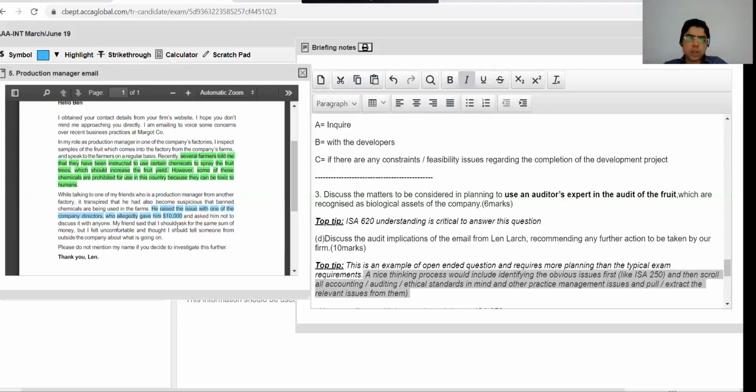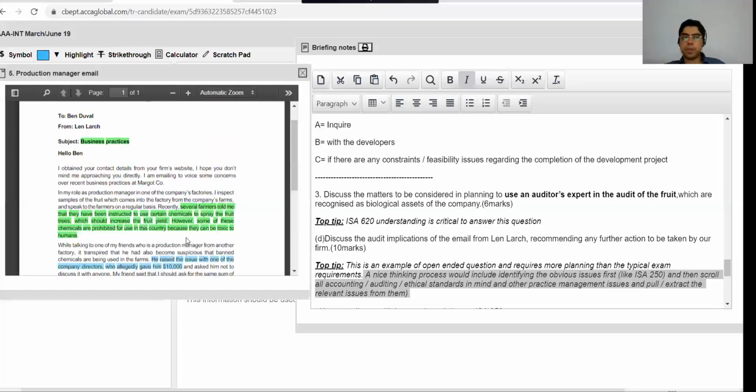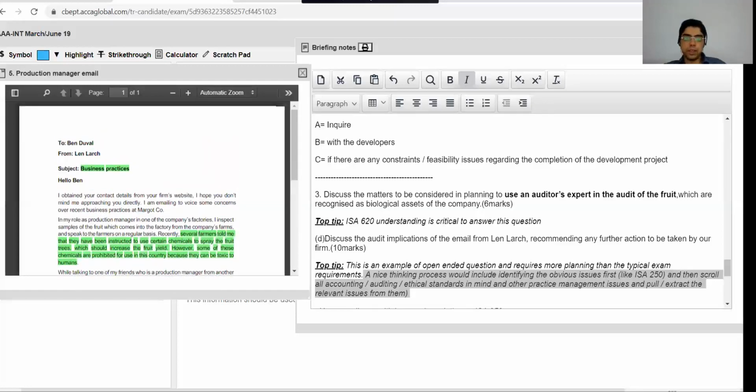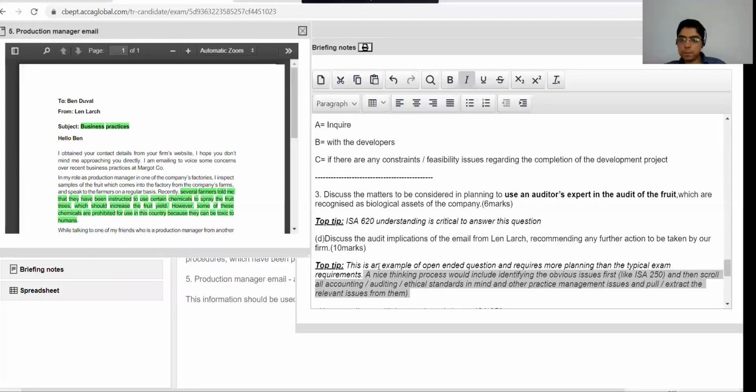My friend said that I should ask for the same sum of money, but I felt uncomfortable and thought I should tell someone from outside the company about what is going on. Please do not mention my name if you decide to investigate this matter further. Thank you, Len. So, looks like something is fishy.